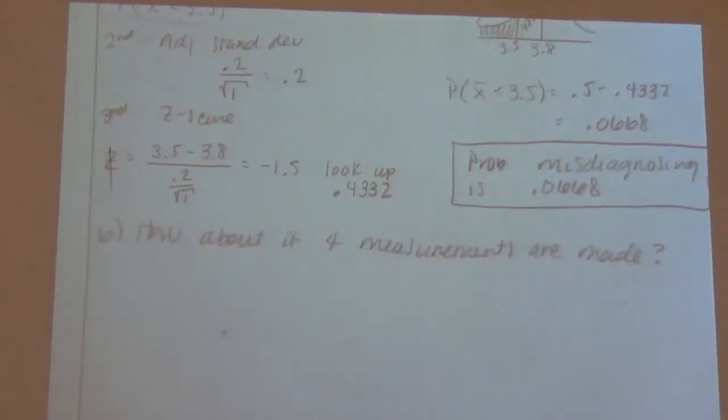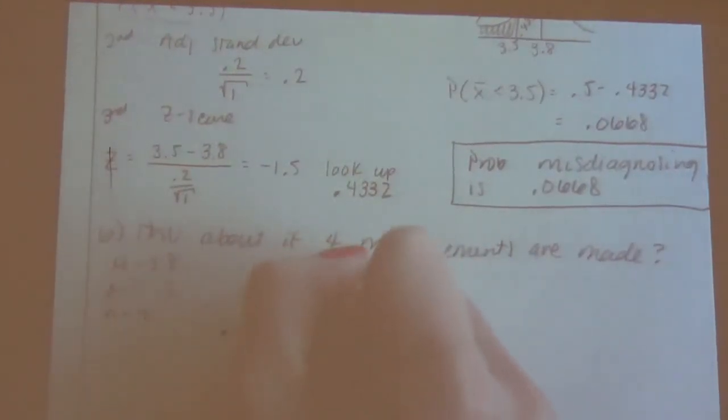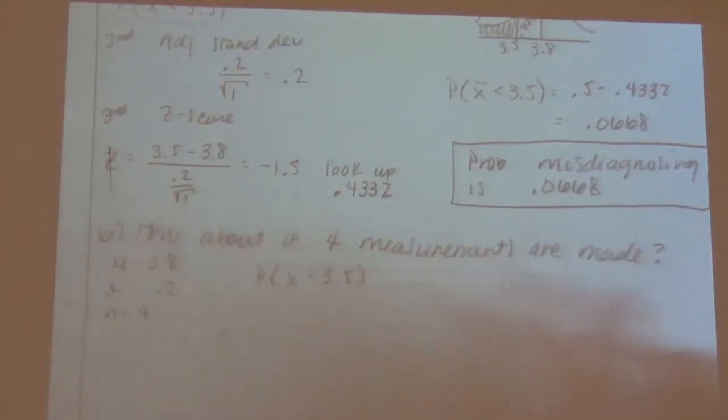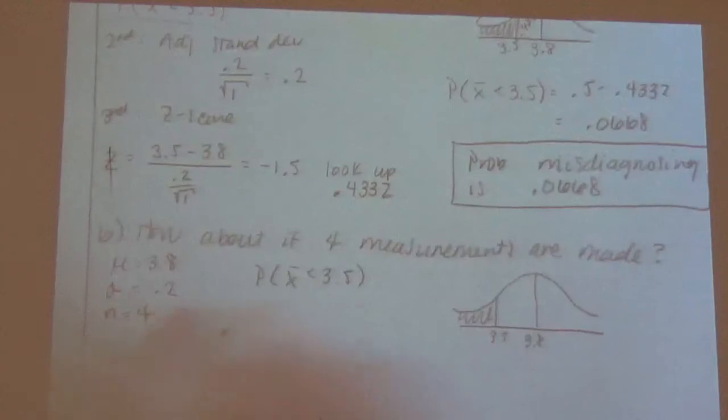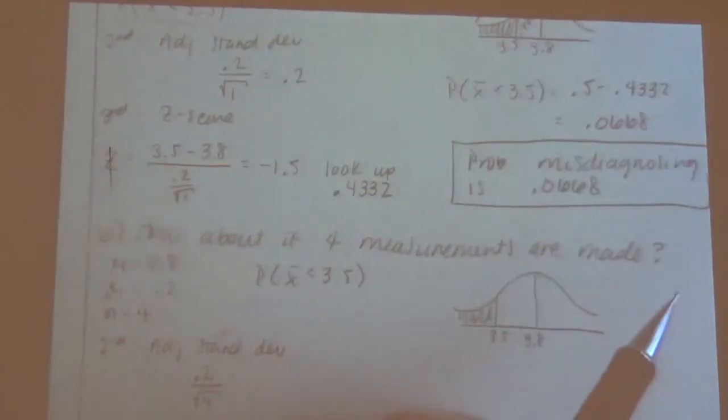This time we're still using the same info. We have the mean at 3.8, the population standard deviation of the blood is 0.2, but now my n size is 4. I'm still focusing on the probability that x bar is less than 3.5, so my picture still looks the same. But what's different is my adjusted standard deviation. So sigma is 0.2 over root n, which would be √4 this time. Now my standard deviation is smaller: 0.2 divided by 2. You can use a decimal or just leave it like that, it doesn't really matter. So that's our adjusted standard deviation.